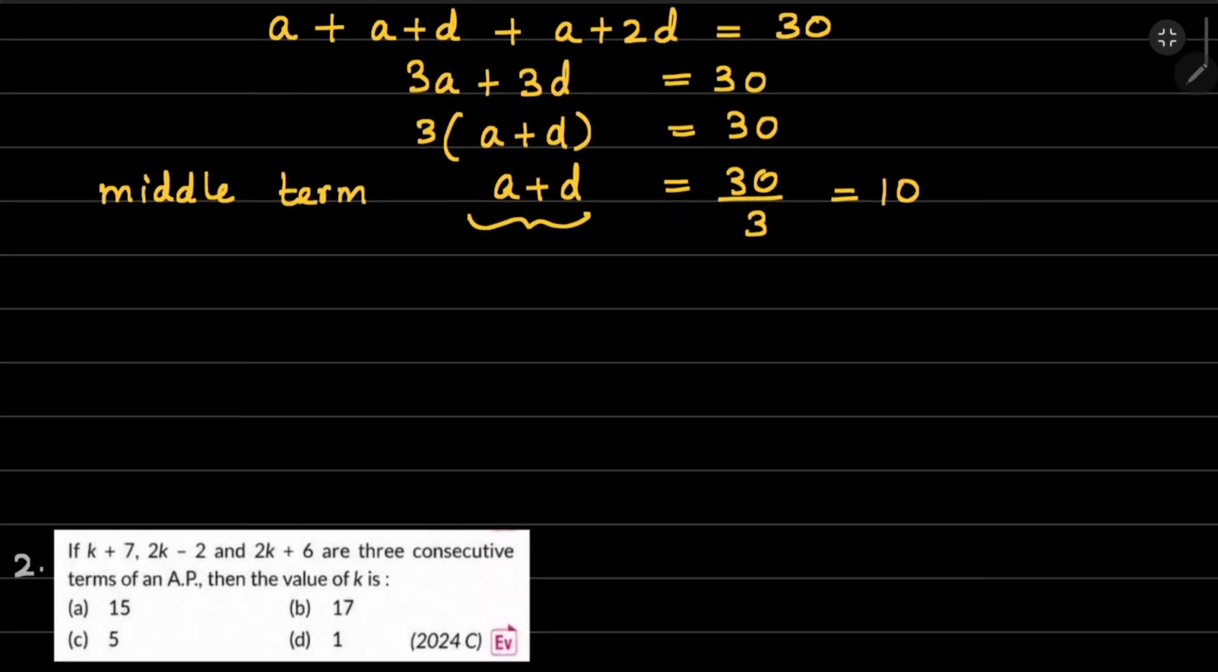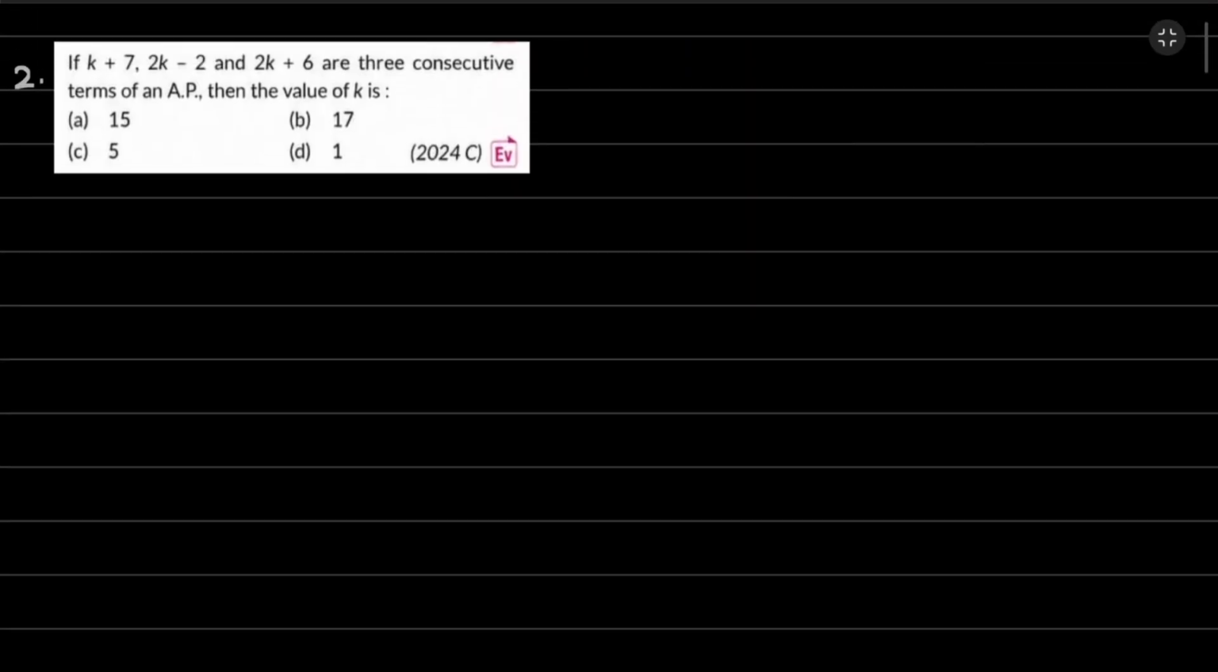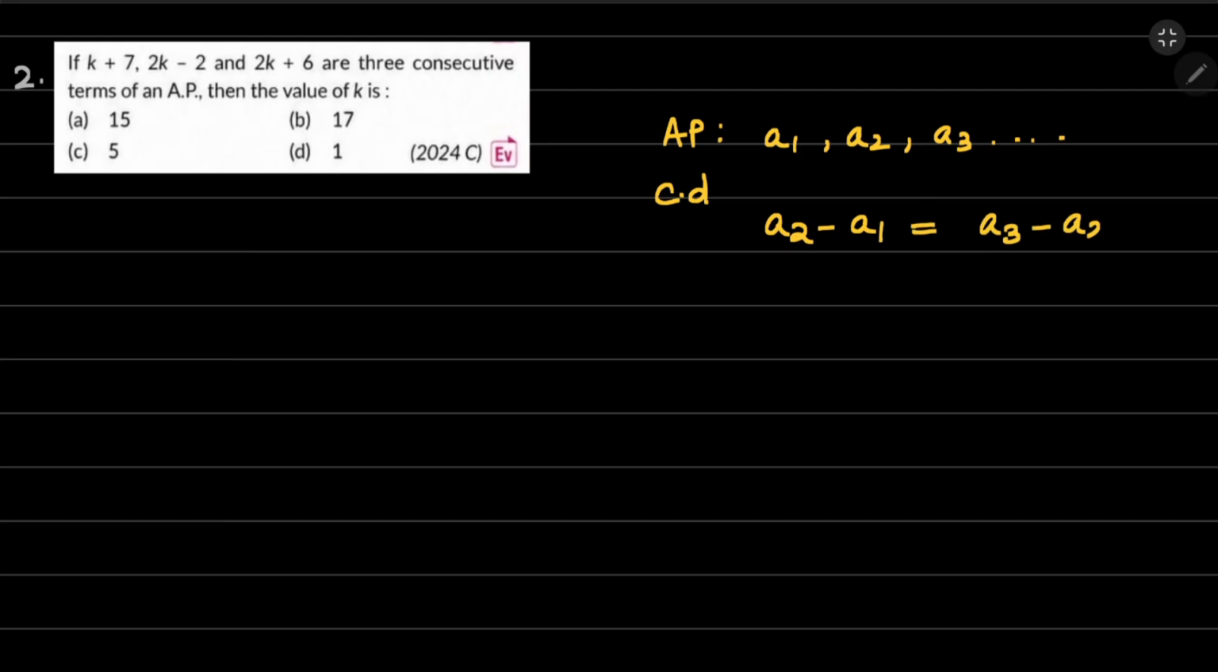Let's move on to the second question. If K plus 7, 2K minus 2 and 2K plus 6 are three consecutive terms of an AP, then the value of K is. So whenever you are given an AP sequence, the first term will be A1, A2, A3, and it would go on. The common difference between A2 and A1 will definitely be equal to the difference between A3 and A2.